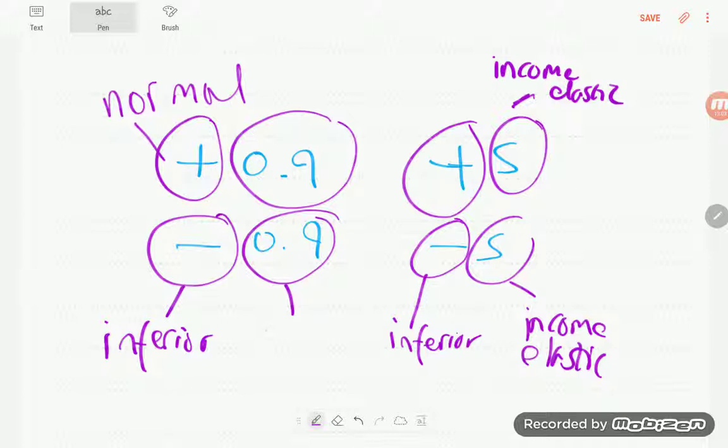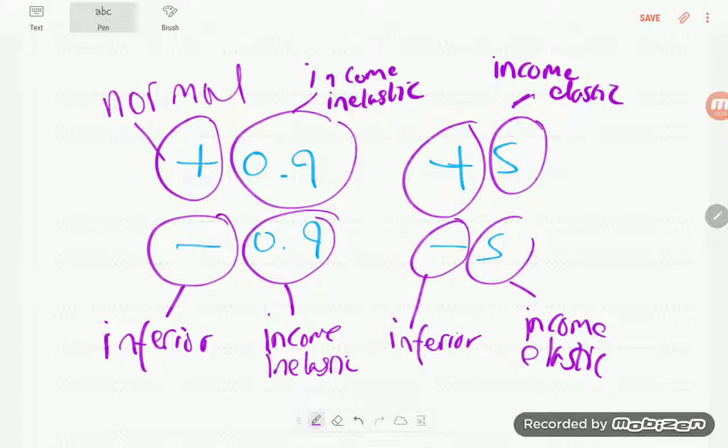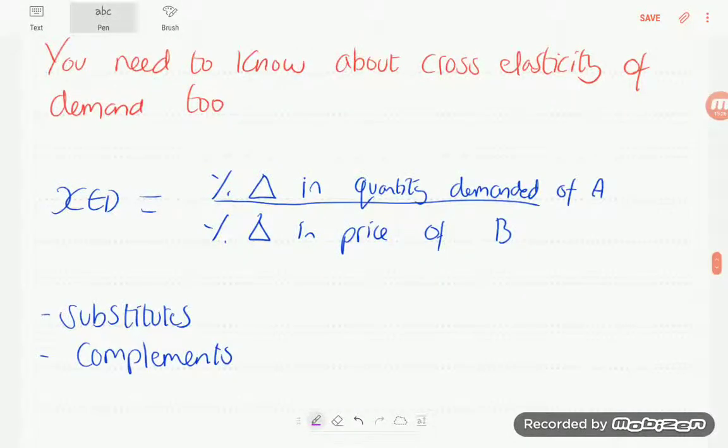Finally, you've got income inelastic, and you've got income inelastic. So I would now just freeze the screen and take some time to digest that. You're separating the sign from the size. Also, you need to know about the cross elasticity of demand.